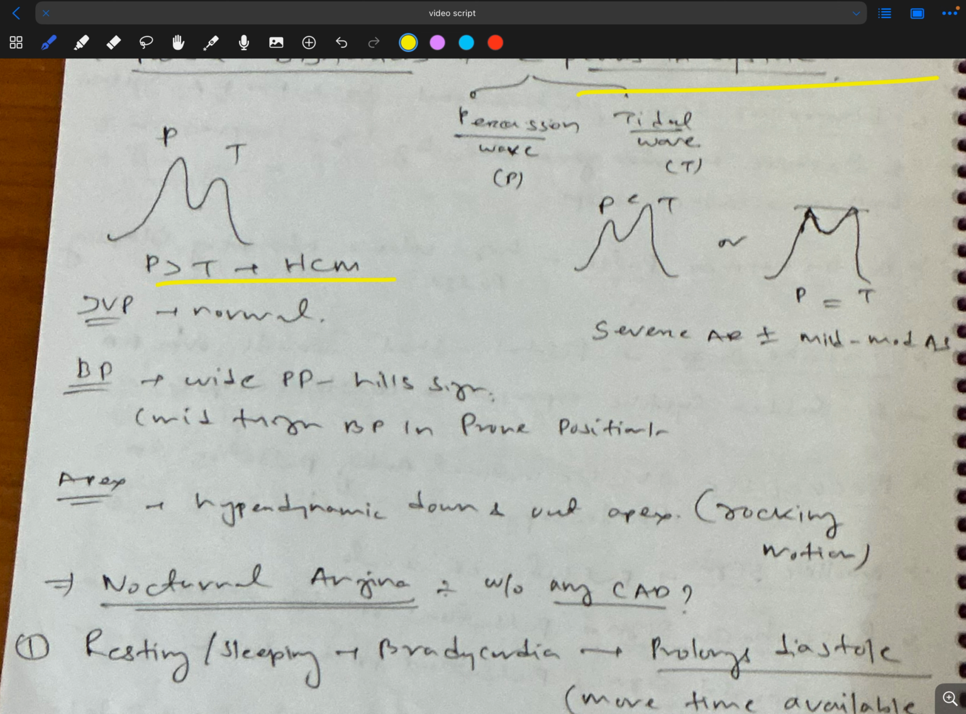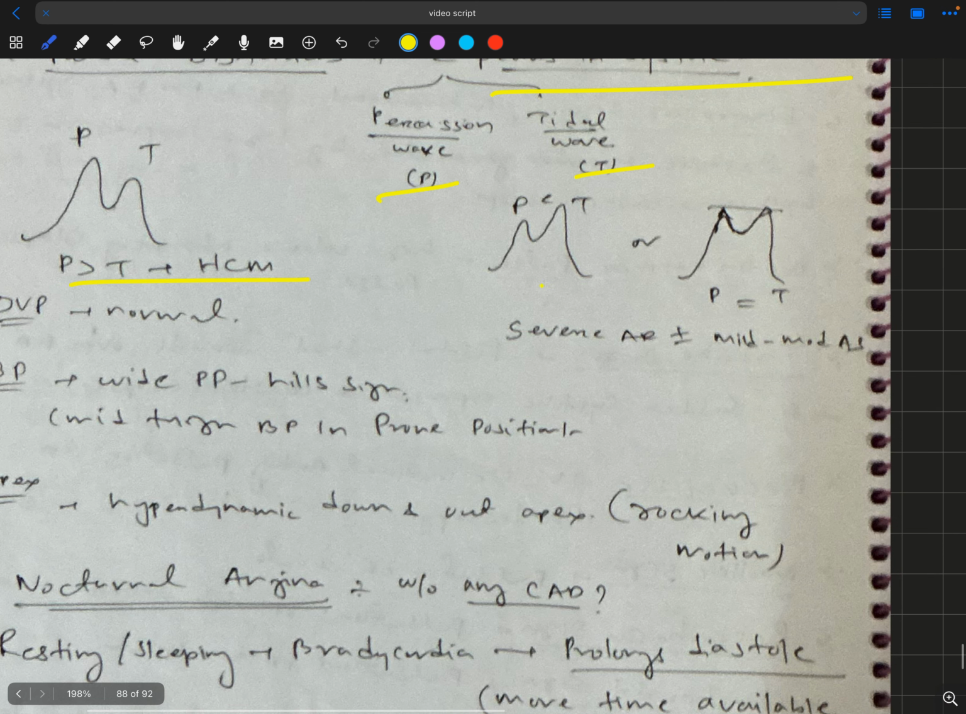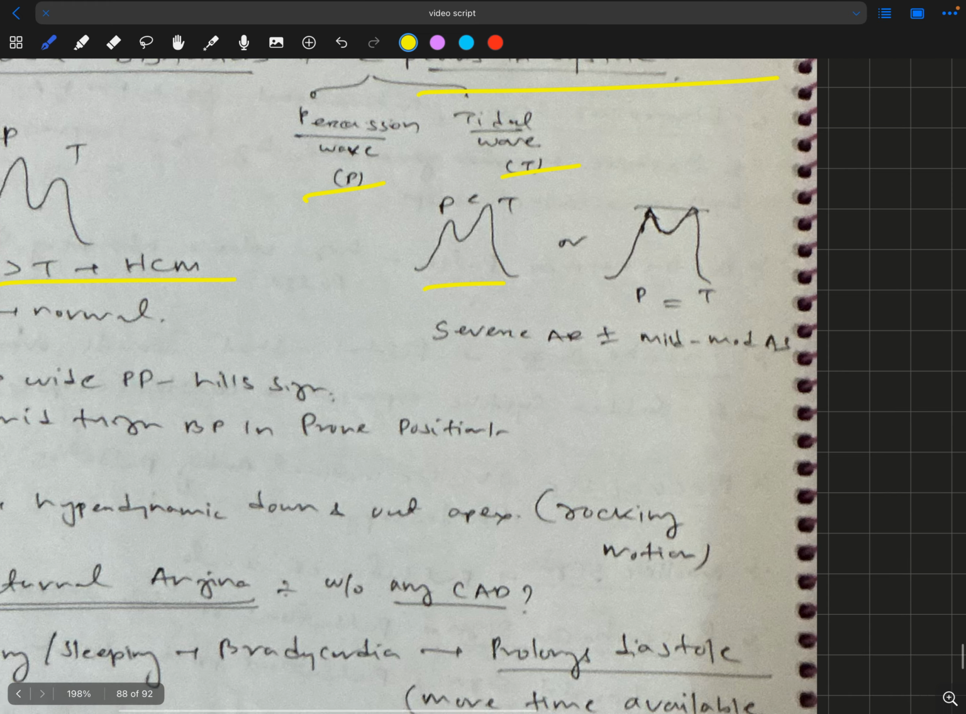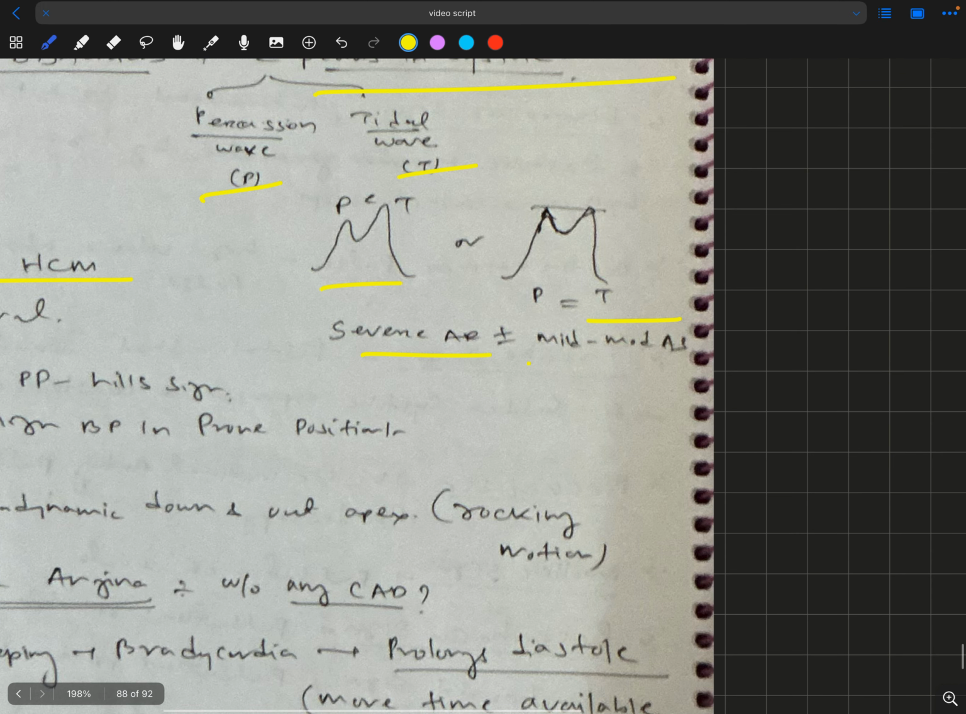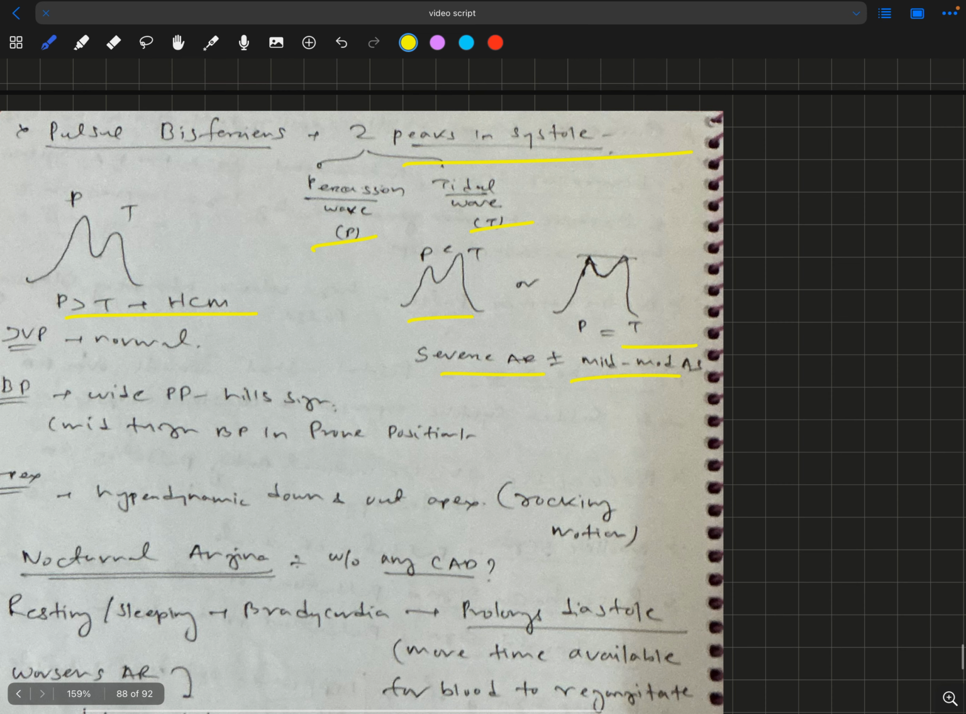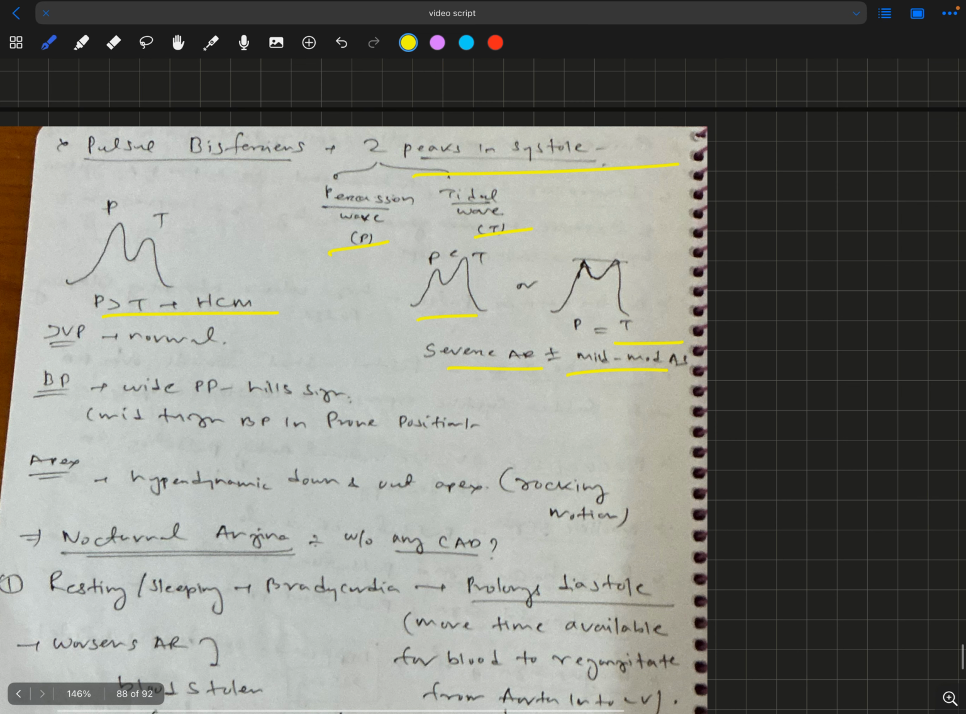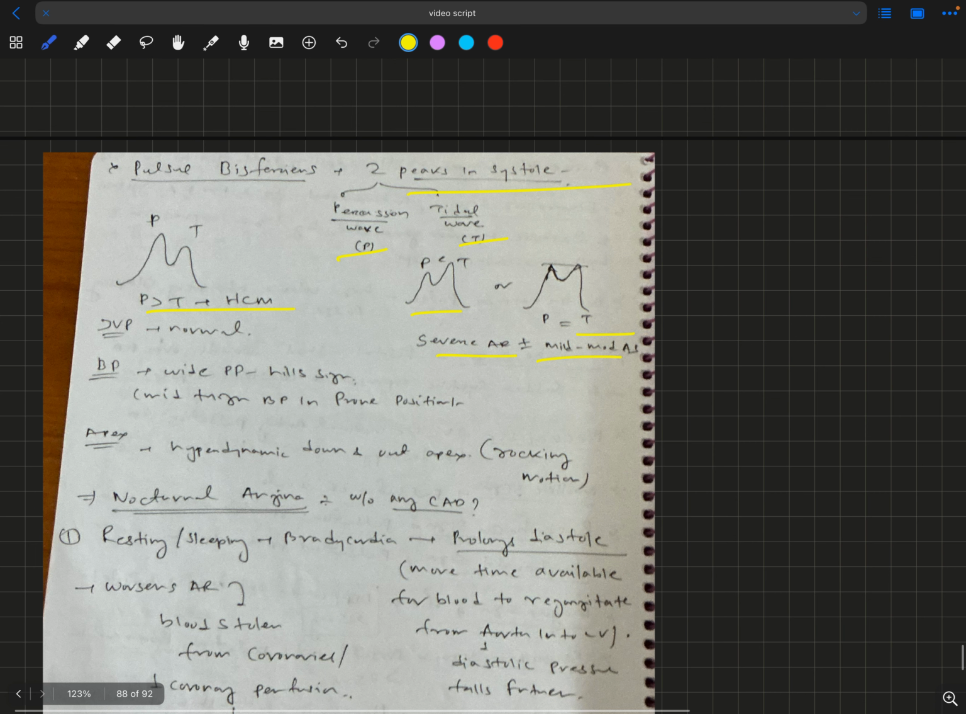If P is greater than T, it is hypertrophic cardiomyopathy. If P is less than T or P equals T, it is severe AR or mild to moderate AS. So percussion wave, tidal wave, pulsus bisferiens, that means two peaks in the systole. It is seen in AR where P is less than T or P equals T, and where P is greater than T it is hypertrophic cardiomyopathy.